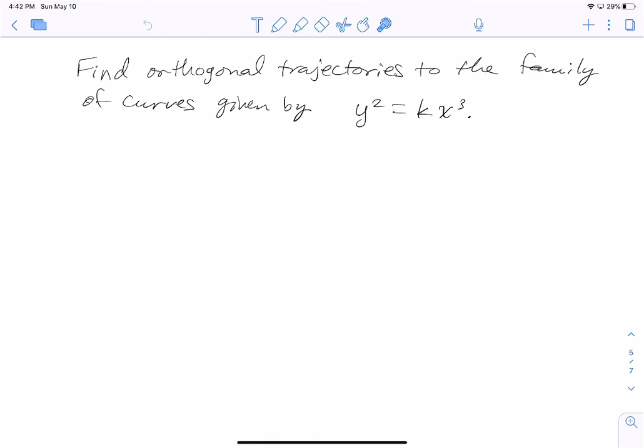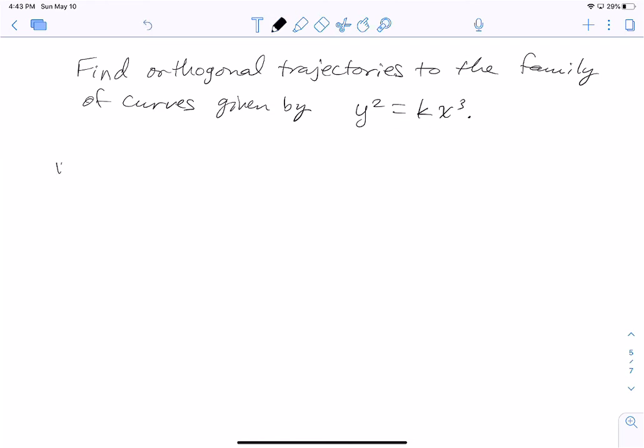Let's consider that we have a family of curves given by y squared equals kx cubed. They're a family of curves because for any particular value of k, we'd have a slightly differently shaped curve. We are going to find orthogonal trajectories to this family of curves.